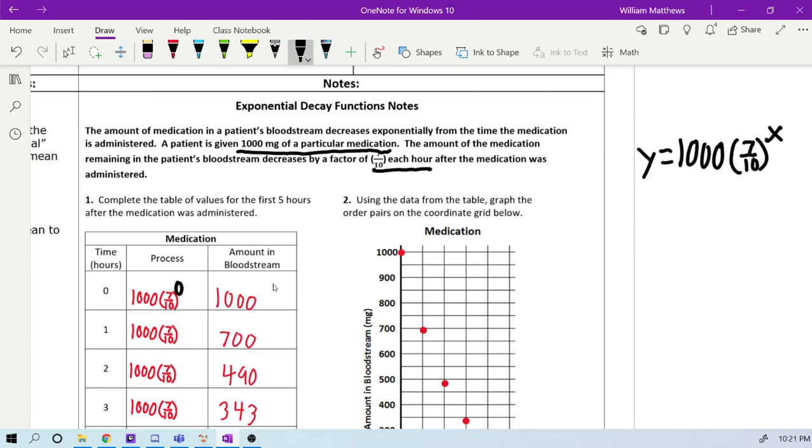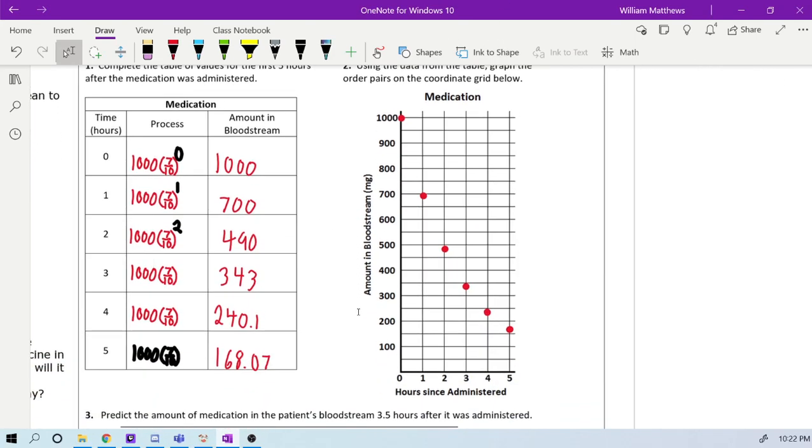Now for every hour that passes on, we increase that exponent by 1. So 1 hour in, our process is the 1,000 times the 7/10 to the power of 1. Then for the second hour, to show that I'm multiplying by 7/10 for a second time, we raise the exponent by 1. So in this case, now we have 1,000 times 7/10 to the power of 2, which is 490. We would continue this process to get all of our other values.